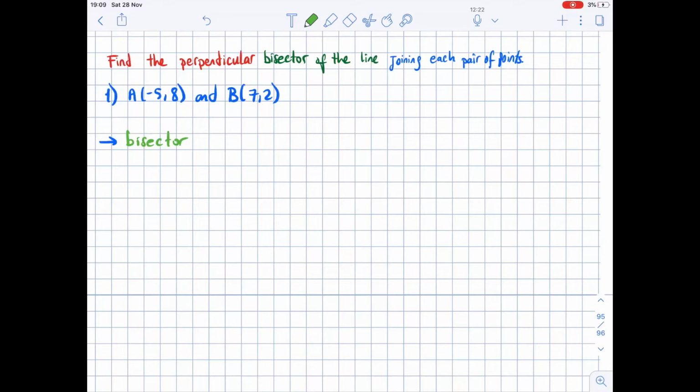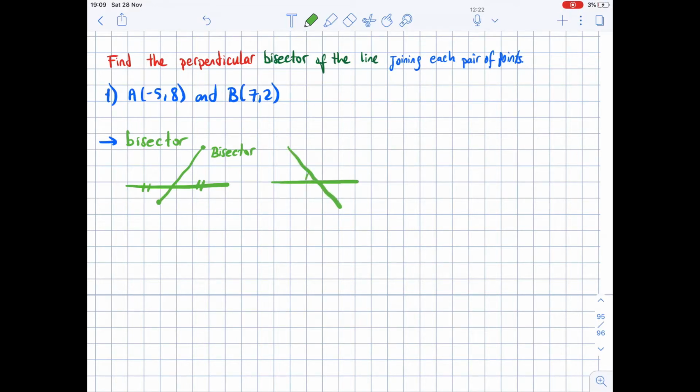Welcome everybody, let's start with bisector. So we have a line, and if this line is divided into two equal pieces by another line segment or another line, we call that line a bisector. So a bisector divides the line or line segment into two equal pieces.